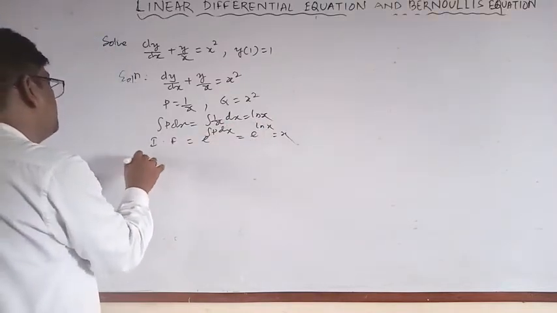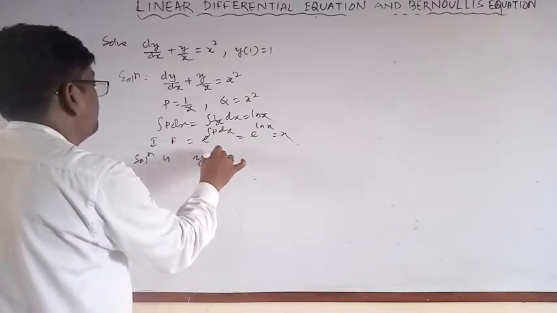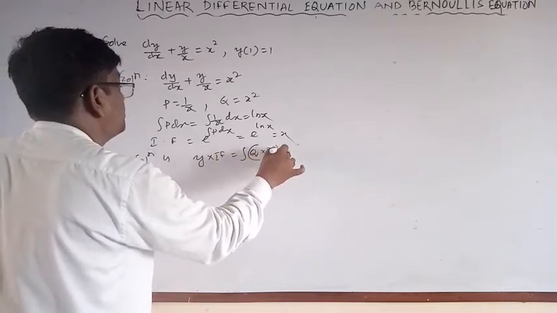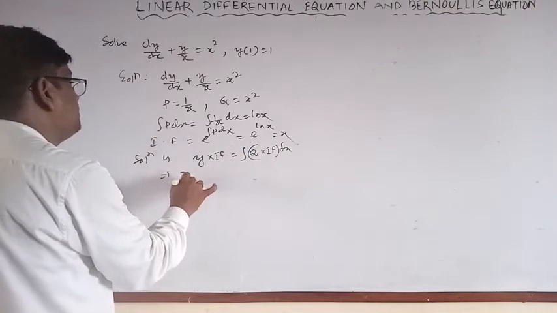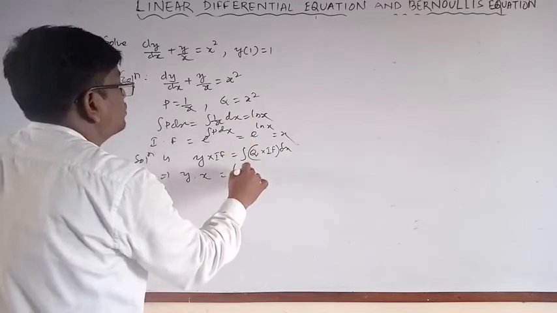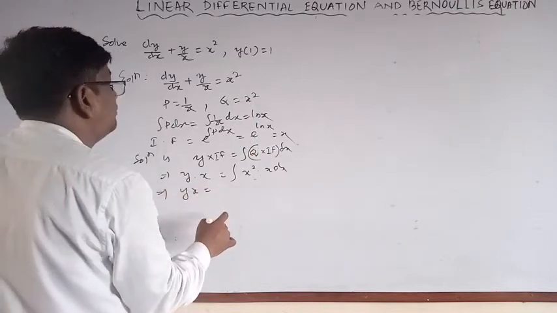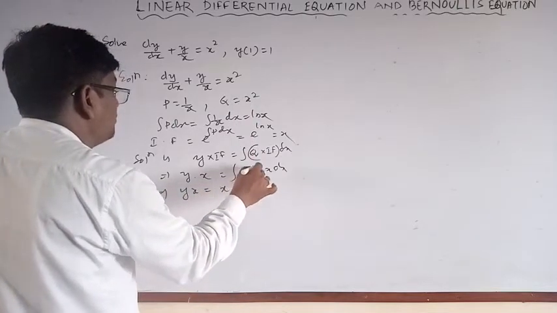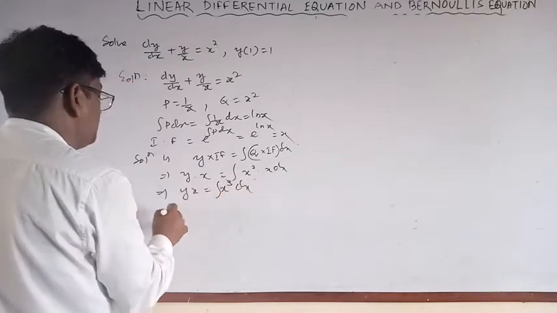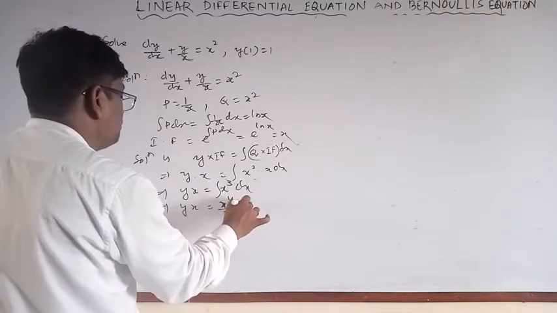Okay, so the solution is what? y into IF is equal to integral of Q into IF into dx. So y into IF means y into x, and Q means x squared into x dx. That is, yx is equal to integral of x cubed dx. So yx is equal to x fourth by 4 plus c.